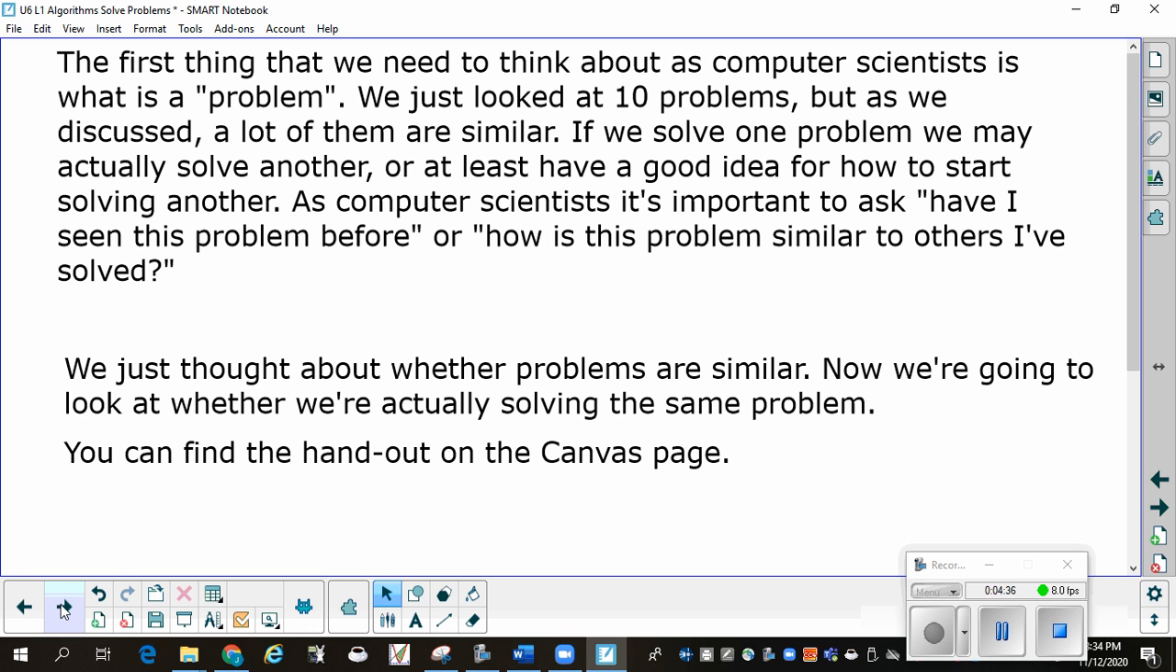What you need to do is access the handout. It's on the Canvas page. It says, which of these algorithms are the same? You want to either have that printed out or bring it up on your computer so you can look at it during this next activity.